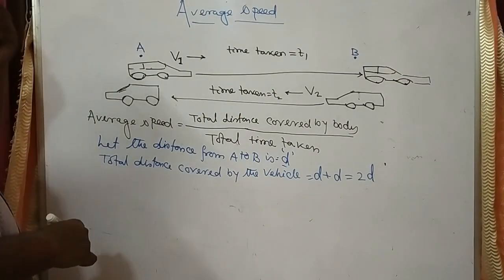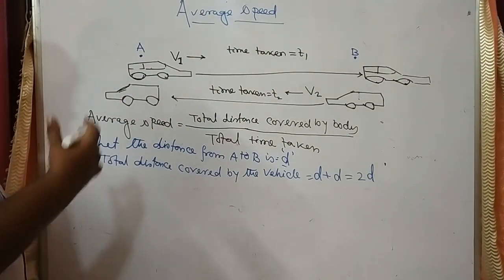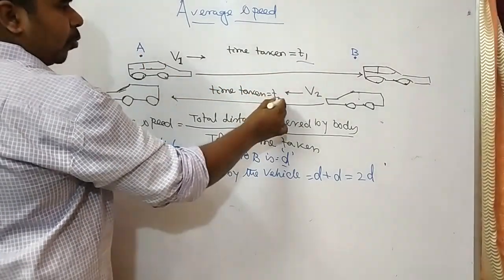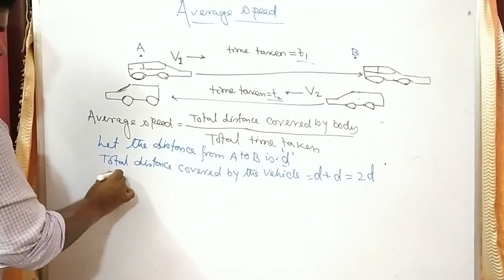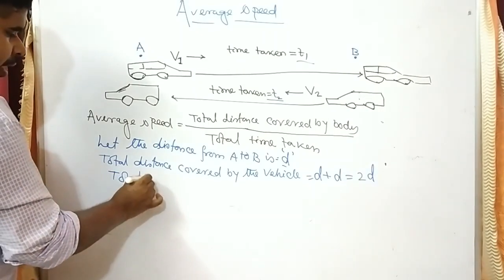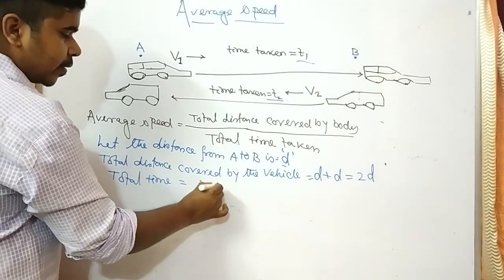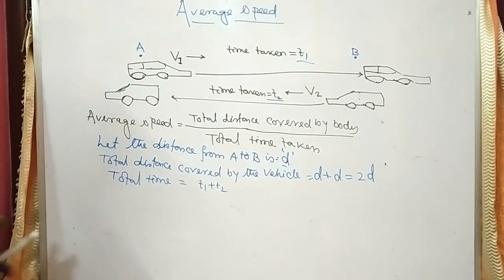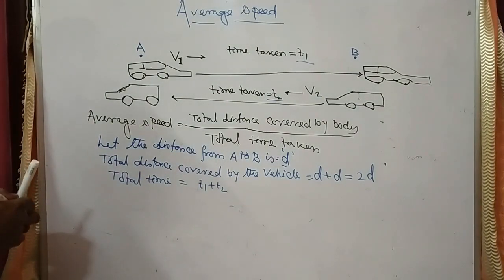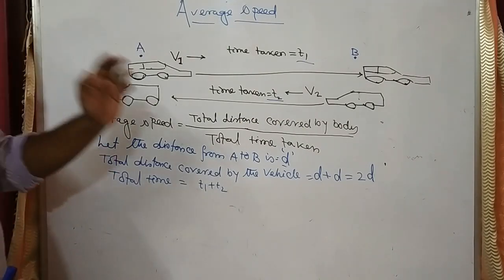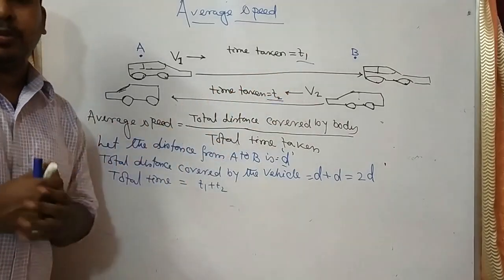Now it is asked how much total time is taken. At the time of going it is T1, at the time of coming it is T2. So total time should be T1 plus T2. Now the problem is that we have to represent this T1 and T2 in the form of V1 and V2.